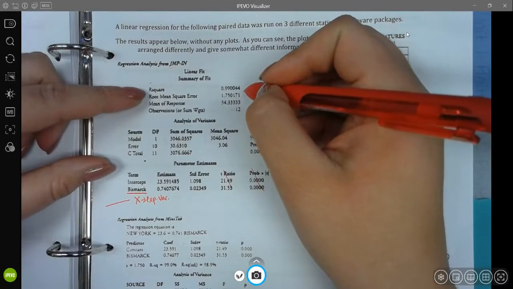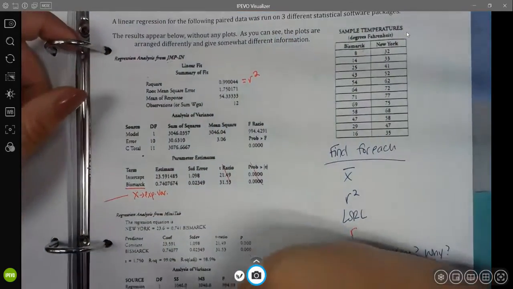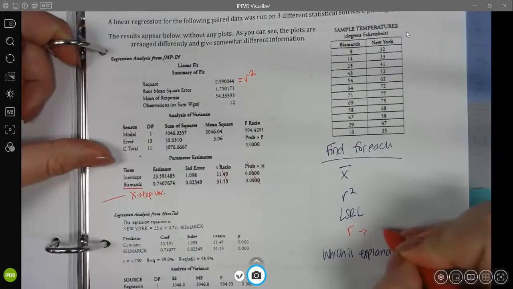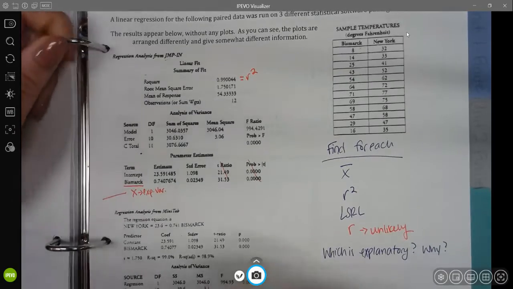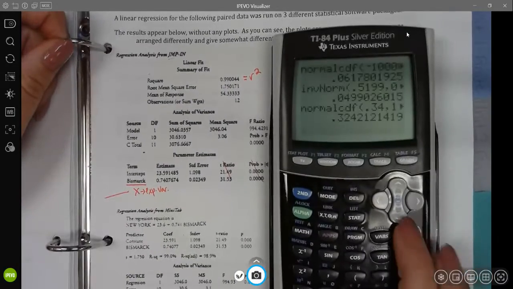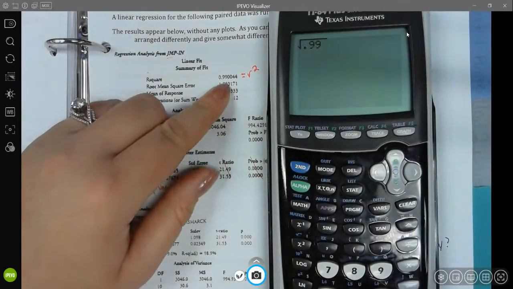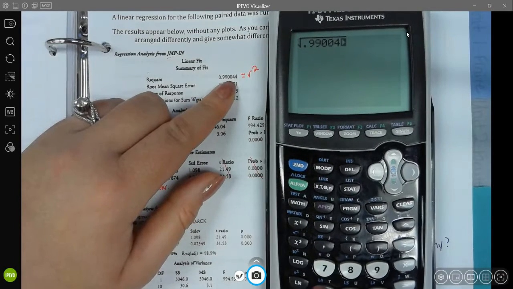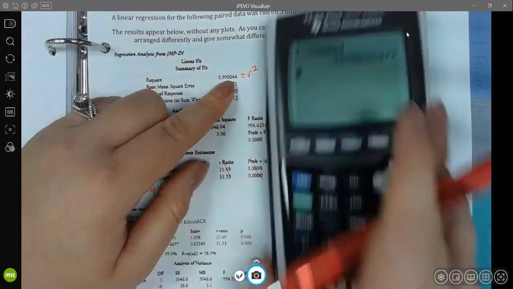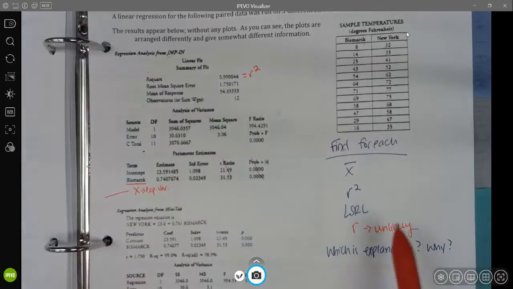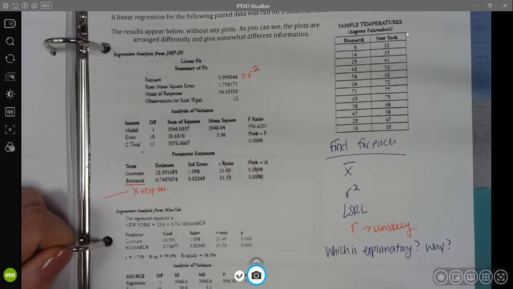You should see up here R squared. Okay, so this is R squared. It is really unlikely that you are given R explicitly. But you know what? It's not that hard to find R when you're given R squared. You're going to take your calculator and you're going to take the square root of whatever you have for R squared. So 0.990044. So my R value in this case would be 0.9950. Okay, so it is unlikely that you're given R. It's possible, but it's unlikely that it is given to you explicitly. However, you will be able to find R squared. Okay, should be given to you.